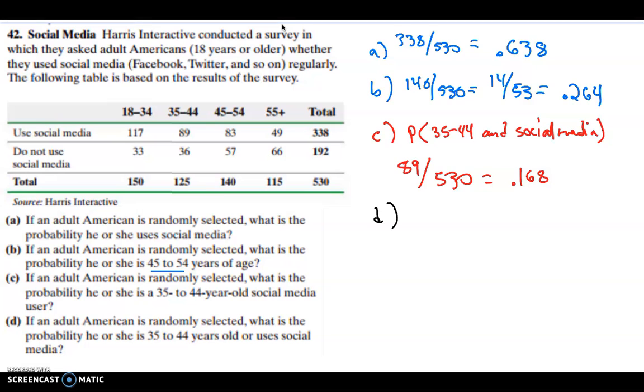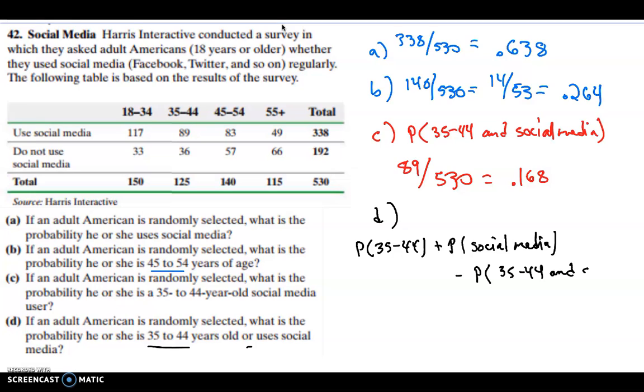Okay, and lastly, part D. What is the probability that a user is 35 to 44 years old, or, so there's a keyword there, or uses social media? So when we're looking at the or, we will need to add the probability that they're 35 to 44 plus the probability that they use social media, and then we have to subtract the probability that they are 35 to 44 and, I'll just put social media for short.